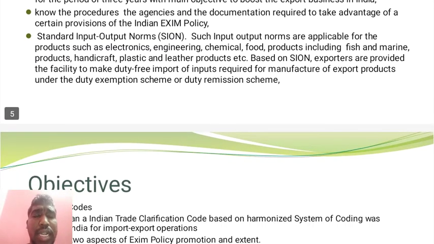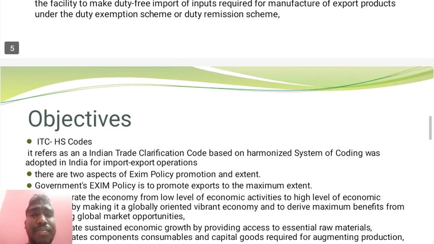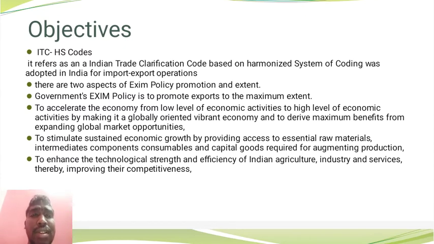So the next point is standard input output norms. Such input output norms are applicable for products such as electronics, engineering, chemicals, food. Different products have different rates applicable at export and import time, guys. So you see the objectives of the Exim policies. ITC HS codes: there is a book with the name ITC HS codes. There will be different codes for the different products to export and import.